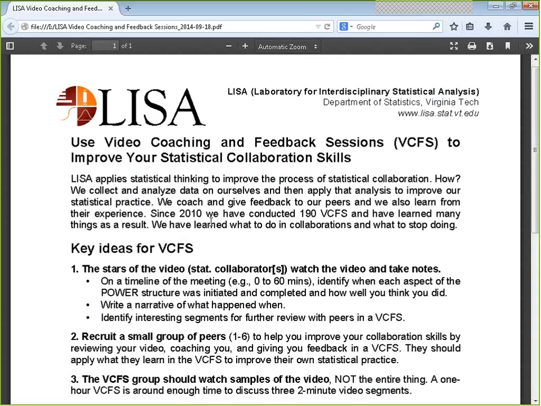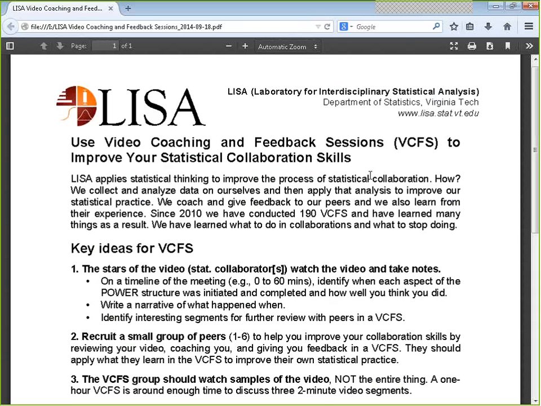So this is a handout about video coaching and feedback sessions, which we use to improve our collaboration skills. The basic fundamental idea is that we have a process, which is meeting with clients, doing statistics, applying statistics to solve real-world problems. And we want to improve that process.